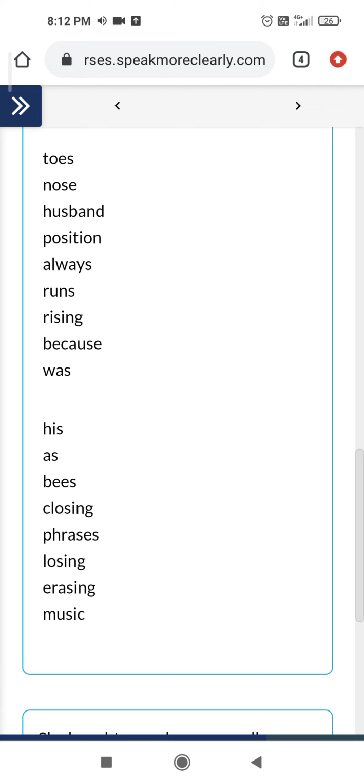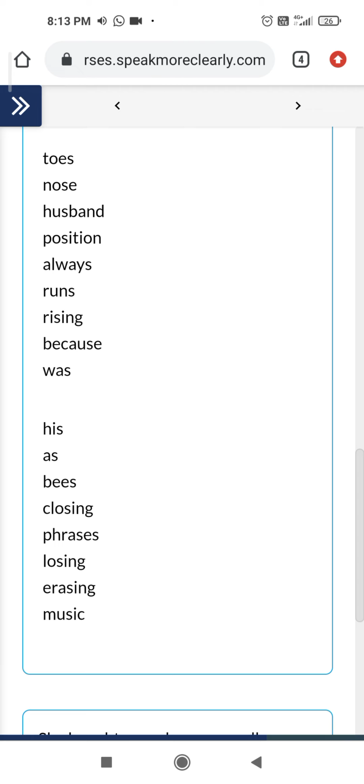Toes, nose. Husband, position. Always, runs. Rising, because. Was, his. As, bees. Closing, phrases. Losing, erasing, music.